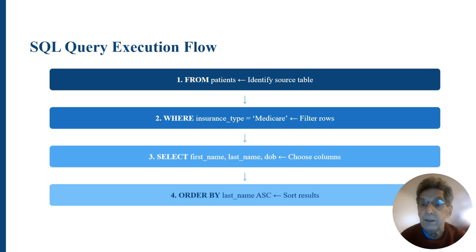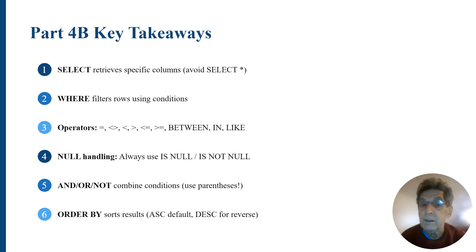Step 3, the select. From the filtered rows, it extracts just the columns you asked for: first name, last name, date of birth. Other columns are not included. Step 4, the order by. The resulting rows are sorted by last name in ascending order. The final output is a sorted list of Medicare patients with just the 3 columns you requested. Understanding this flow helps you write efficient queries and debug problems when the results aren't exactly what you expected.